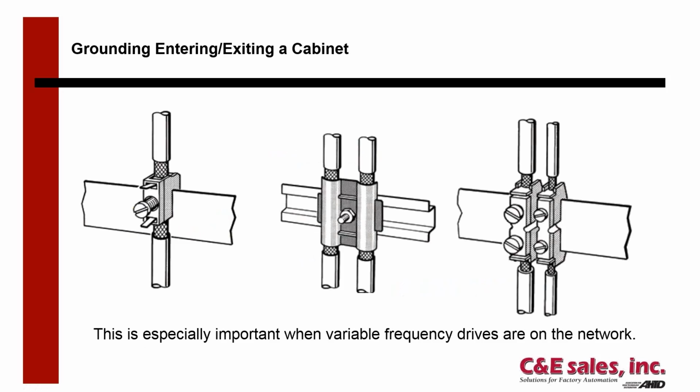In fact, sometimes when you're in a very noisy environment, we recommend grounding that cable as it enters and exits your cabinet. So what you can do is strip away some of the insulation, exposing the braided shield, and take that shield and put it to ground of your cabinet. This is especially important when you're dealing with variable frequency drives. Variable frequency drives are terrible about making noise on a Profibus network.